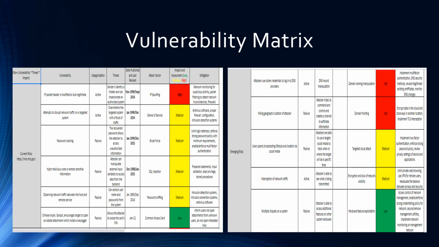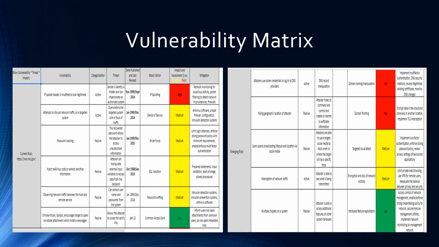This is a vulnerability matrix that just shows what the current risks to the organization are and some emerging risks to pay attention to. The screenshot on the left shows the current risks that are being addressed. The screenshot on the right shows the emerging risks.